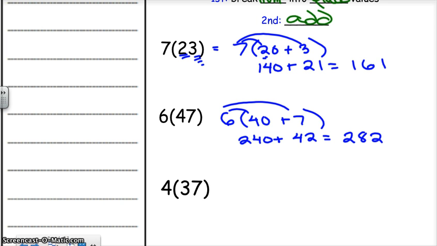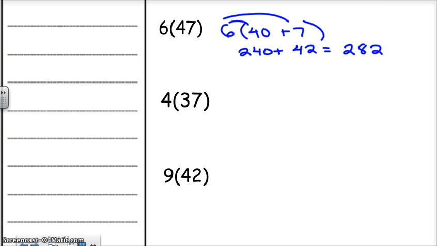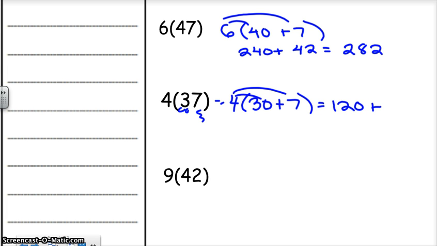I want you to break the next one up and find the sum or product. All right, breaking 37 up, this turns into 4 times 30 plus 7. I have a 30 and I have a 7, right? That's when I break it up. So 4 times 30 is 120 plus 4 times 7 is 28. I can quickly add that to 148.